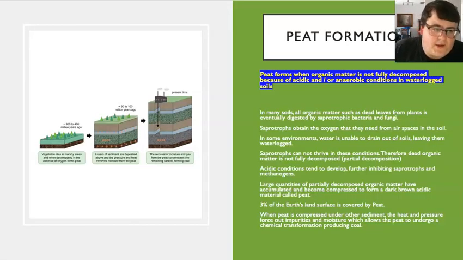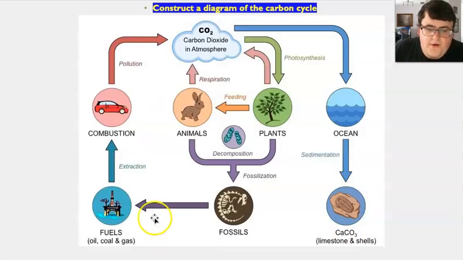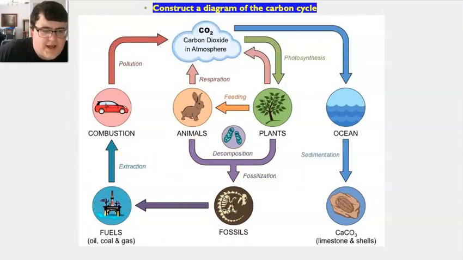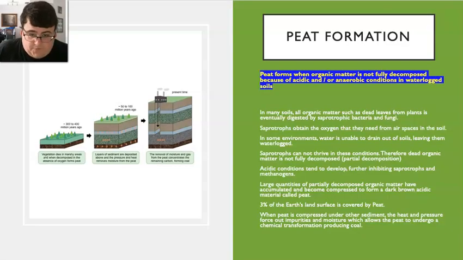Okay, so going back to our carbon cycle, we're now going to look at this section here, fossilization, and also how we're creating fuels, oils, and gases. So we're looking at these two here, our dark purplish arrows. So, first off, I'm going to talk about peat.